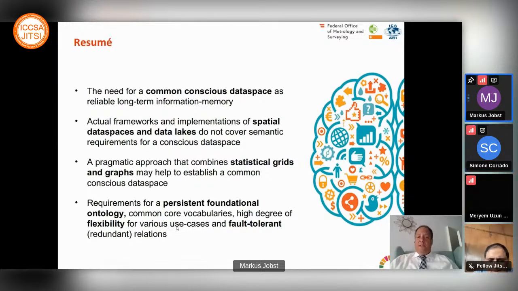But the main requirement here is that we have a common understanding of the content. So we need a persistent foundational ontology with common core vocabularies and a high degree of flexibility that allows us to go into this flexible system of semantics and fault-tolerant relations in this systematic. So I hope I could take you to this idea of a common conscious data space from our planning perspective and data provider perspective. And I'm open to questions. Thank you.